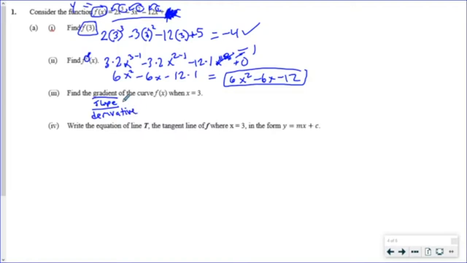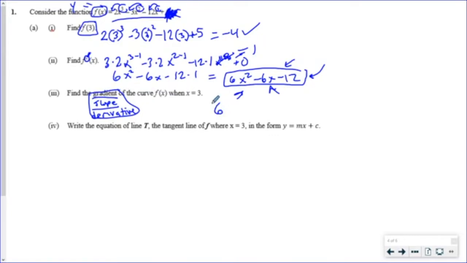Derivative. That's why we did the derivative first. All of this is talking about derivative. So if it says find the gradient, the slope, the derivative of the curve f of x when x equals 3, it's saying use this, use this, use this. Use this when x equals 3. So take a derivative to find the slope, the gradient.